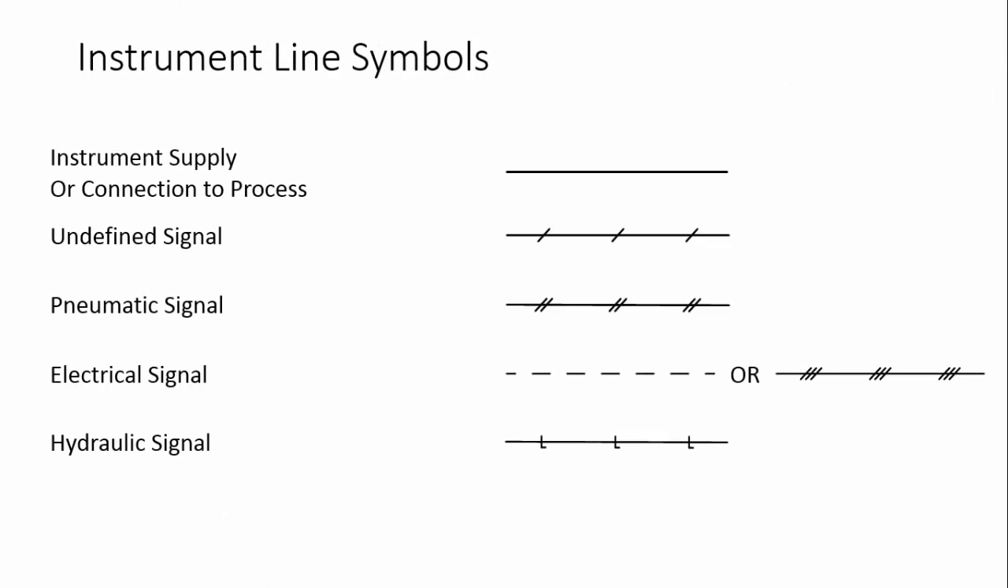Instrument line symbols also have different functions. A solid line is an instrument supply or connection to a process. A line with slashed lines on it is an undefined signal. A line with double slashes is a pneumatic symbol. Electrical signals have two different line types: a dashed line or a solid line with three slash marks. You're going to probably see the dashed line as being the most common and the most popular line symbol for electrical. Hydraulic uses a solid line with these little L symbols along the line.